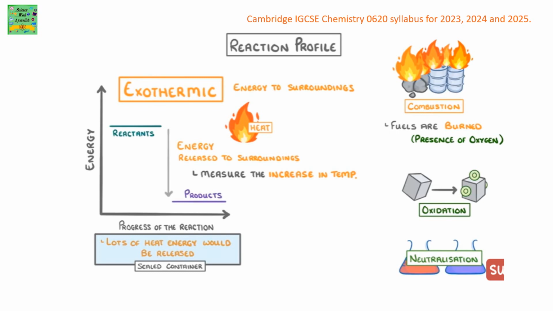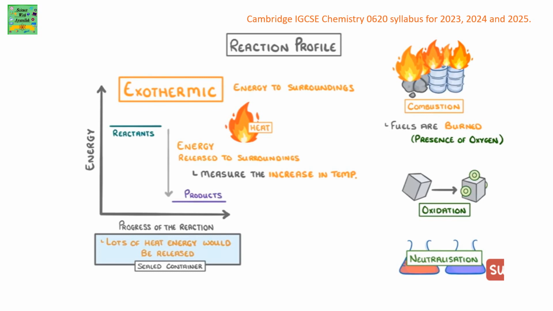Reaction profile. Now you're going to learn the graphs for exothermic and endothermic reactions. As you know, exothermic means the energy is released into the surroundings. So the graph has the energy on the y-axis and progress of the reaction on the x-axis. How you can differentiate between exothermic and endothermic graphs.